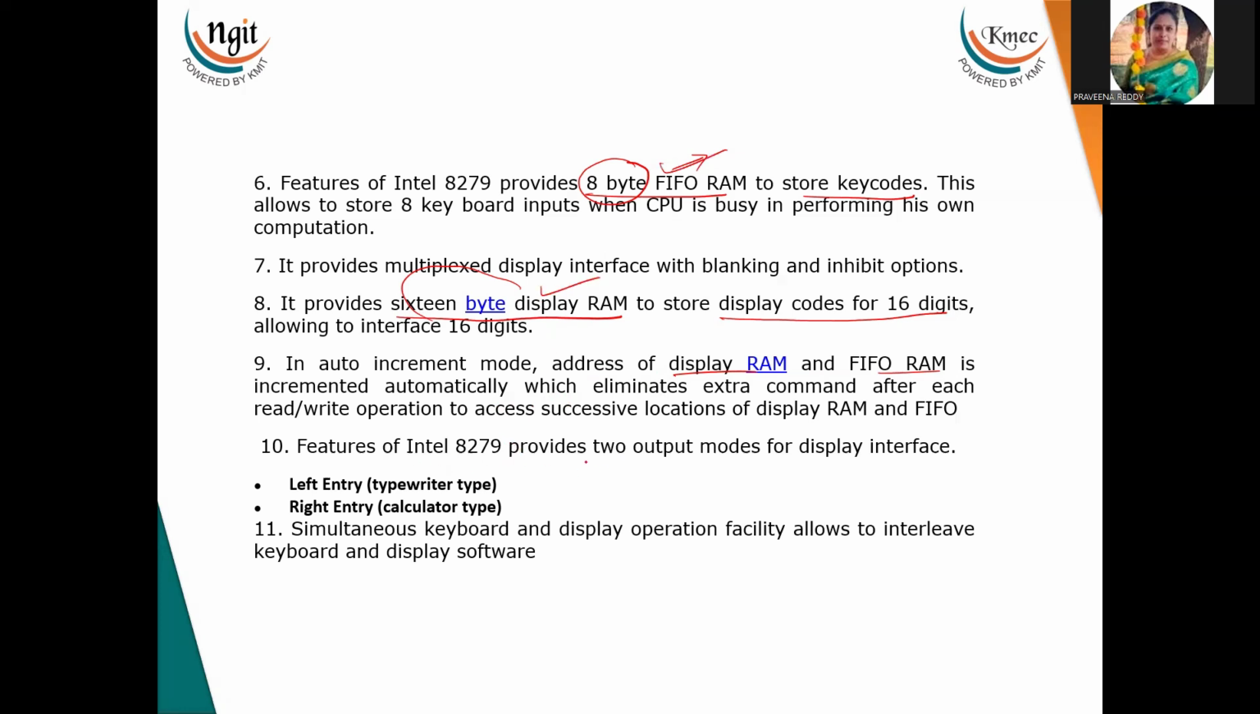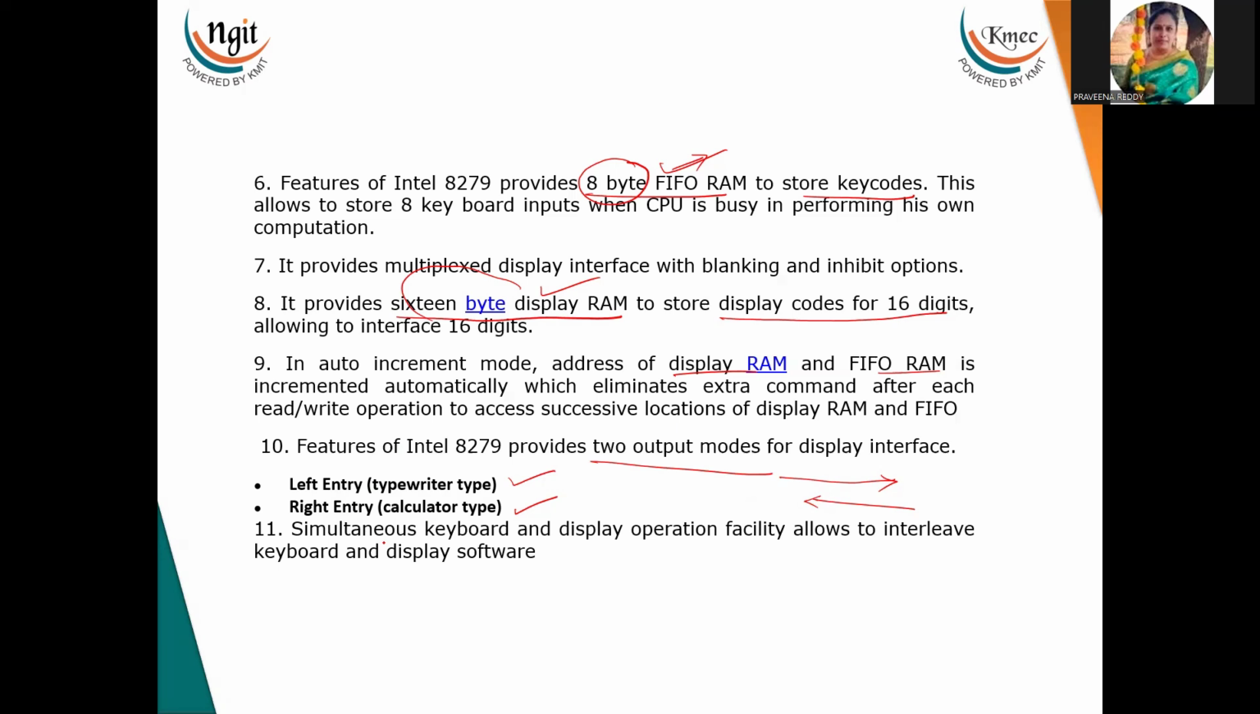One more feature is that we can operate this in 2 output modes: left entry and right entry. It means the output can be displayed with data flowing in one direction or the other. Left entry is nothing but the typewriter type, and right entry is the calculator type. If you take a calculator, when you press a key, how the data is displayed is nothing but right entry.